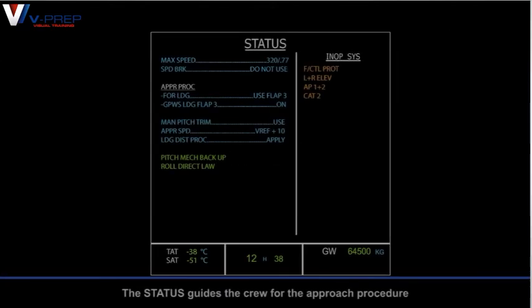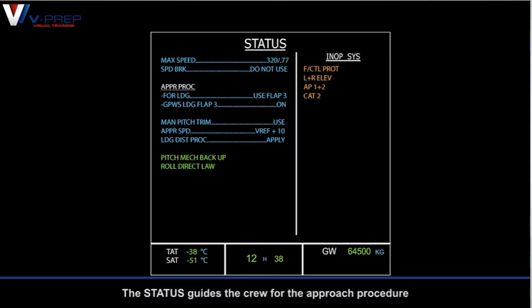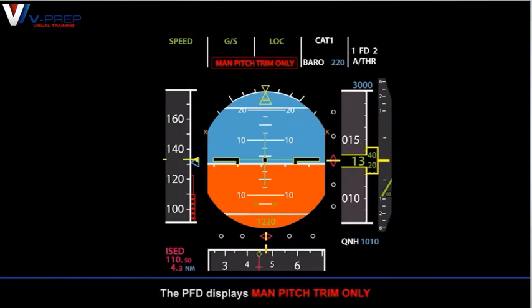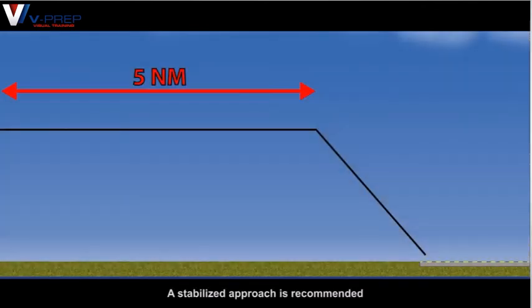Status. The status guides the crew for the approach procedure. The PFD displays manual pitch trim only. Approach. A stabilized approach is recommended.